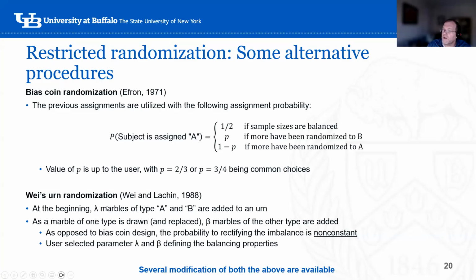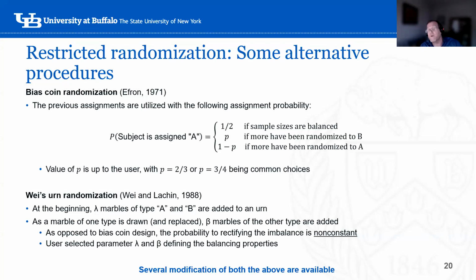There's also something called Wei's urn randomization. Often people will say urn randomization, and the problem is that there's lots of urn randomizations, as you can imagine. Often what they mean is Wei's urn randomization. The idea of this is that I'm going to take my hypothetical urn that's in front of me, and I'm going to put lambda marbles of A and lambda marbles of B. Then I'm going to pick a marble out. I'm going to observe whether it's an A or B, and that's going to determine the assignment of the patient. And then I'm going to put that marble back. And if it was an A, I'm going to put a handful of size beta of B marbles in there.